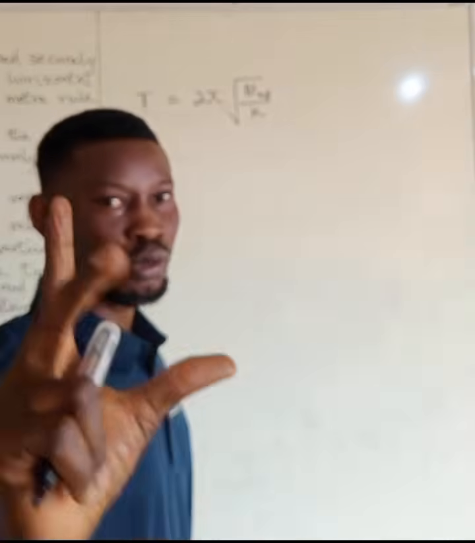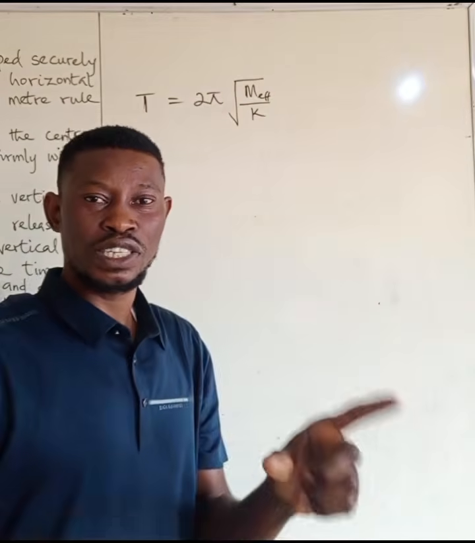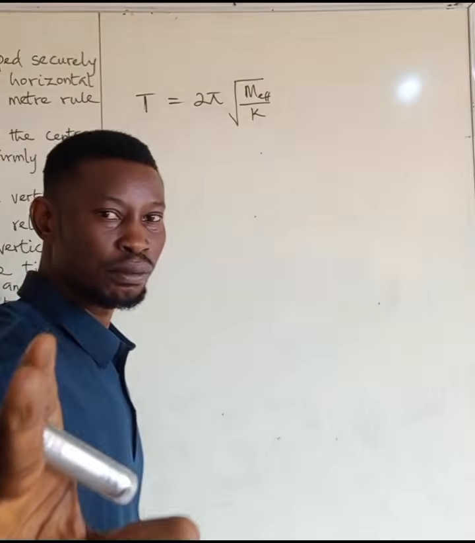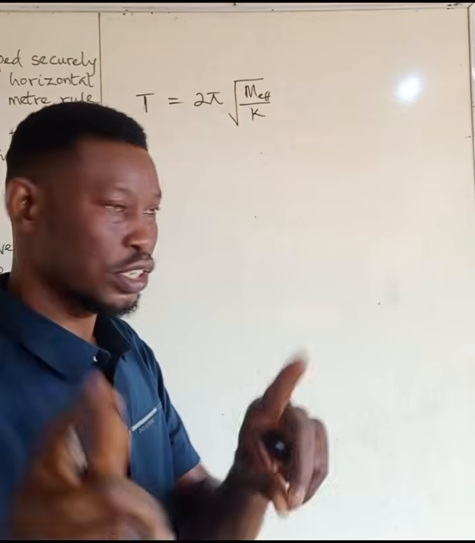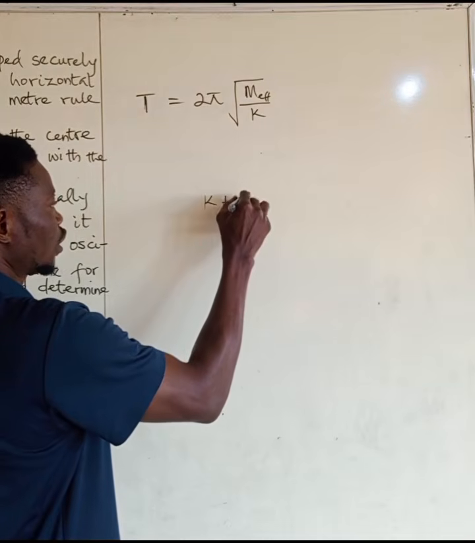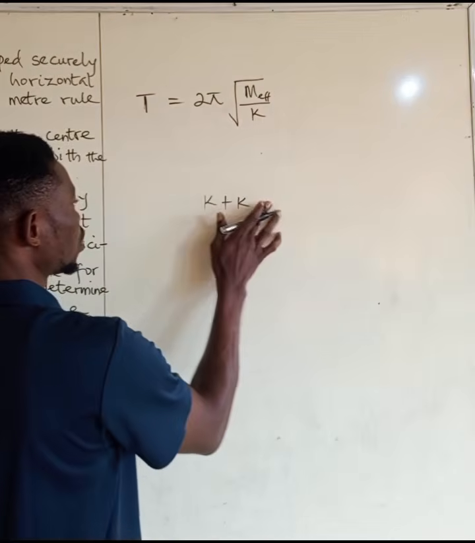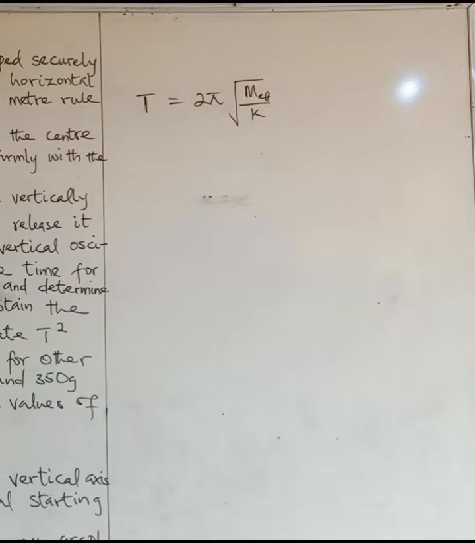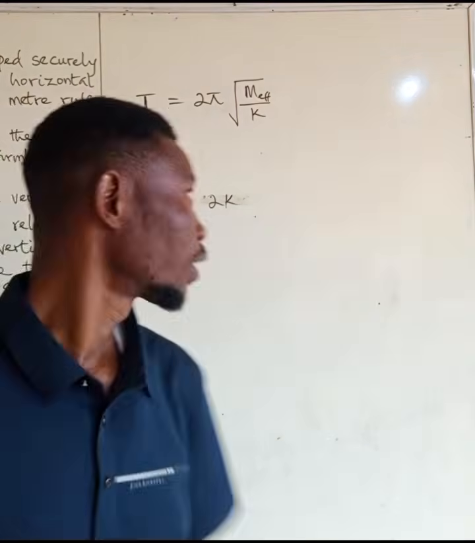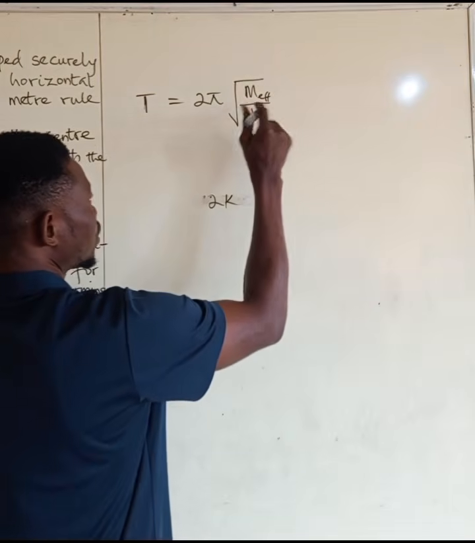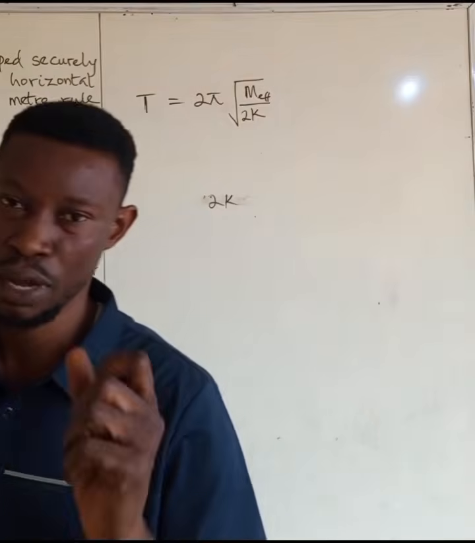But in this experiment, there are two springs provided. So when you are provided with two springs and these two springs are used in parallel, then you should know that the effective spring constant will be k plus k if each of them has a spring constant of k. So the effective spring constant will be 2k, because when you add k to k you get 2k. It will be 2k. And if you have 2k, it means what we are supposed to have here is 2k, since there are two springs that are used in parallel.